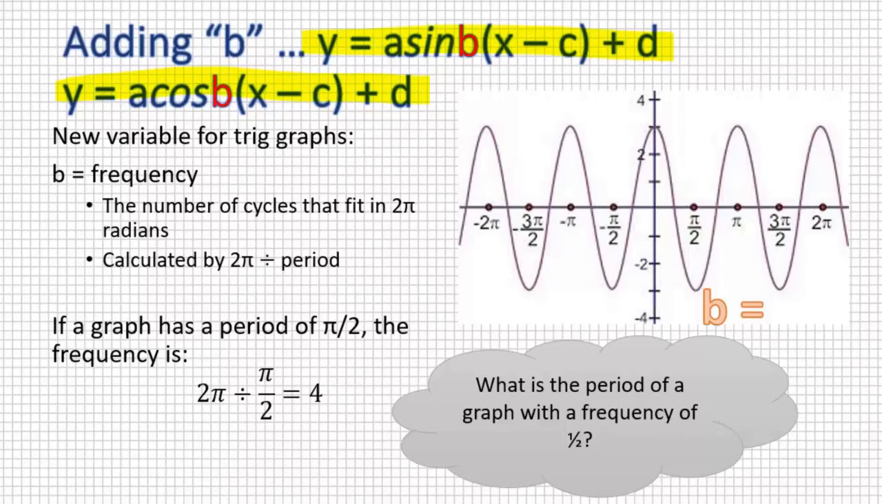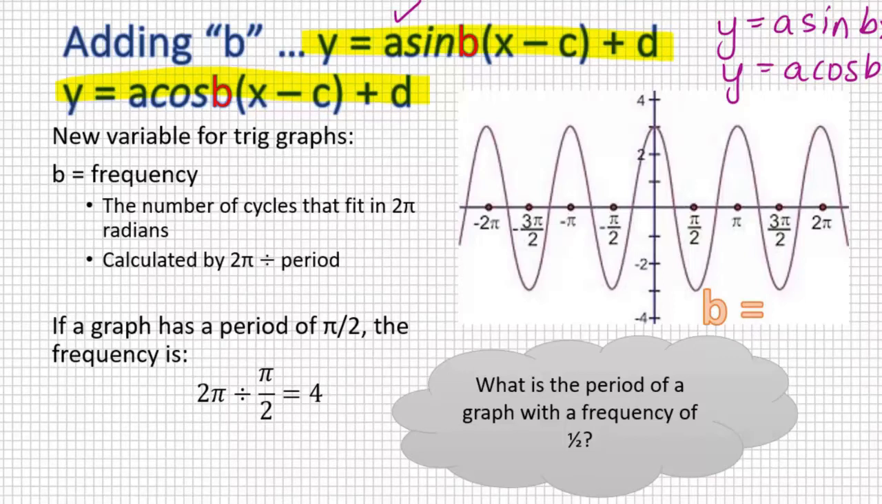On this slide, we'll start by looking at b. So we've previously looked at a. So now we'll look at graphs that have the form y is equal to a times the sine of bx, or y is equal to a times the cosine of b times x. We'll look at c and d separately.